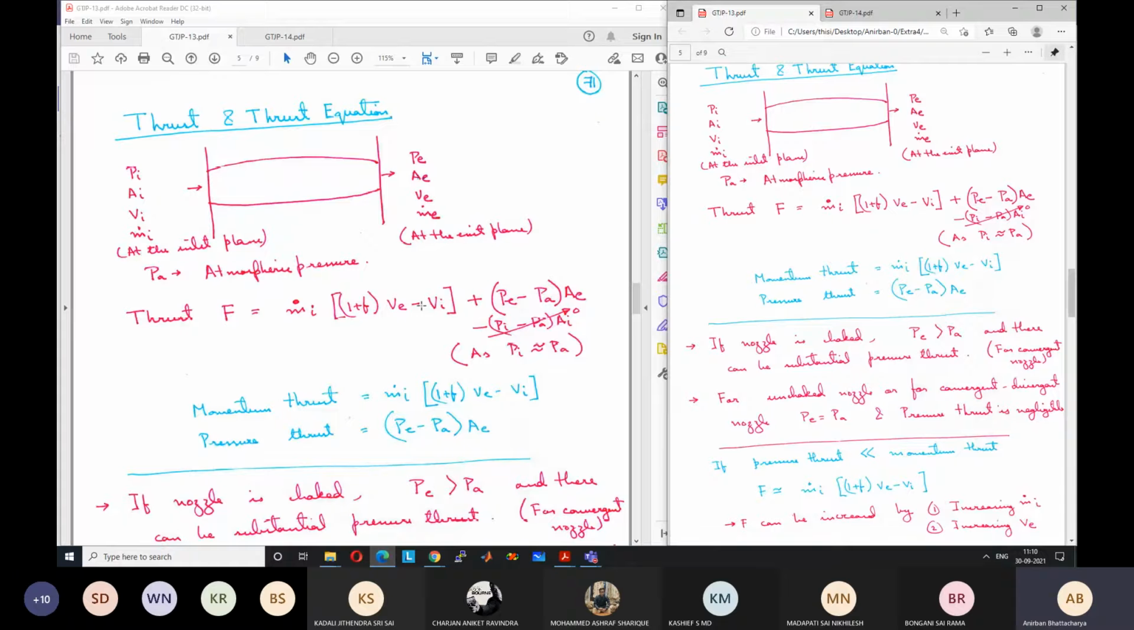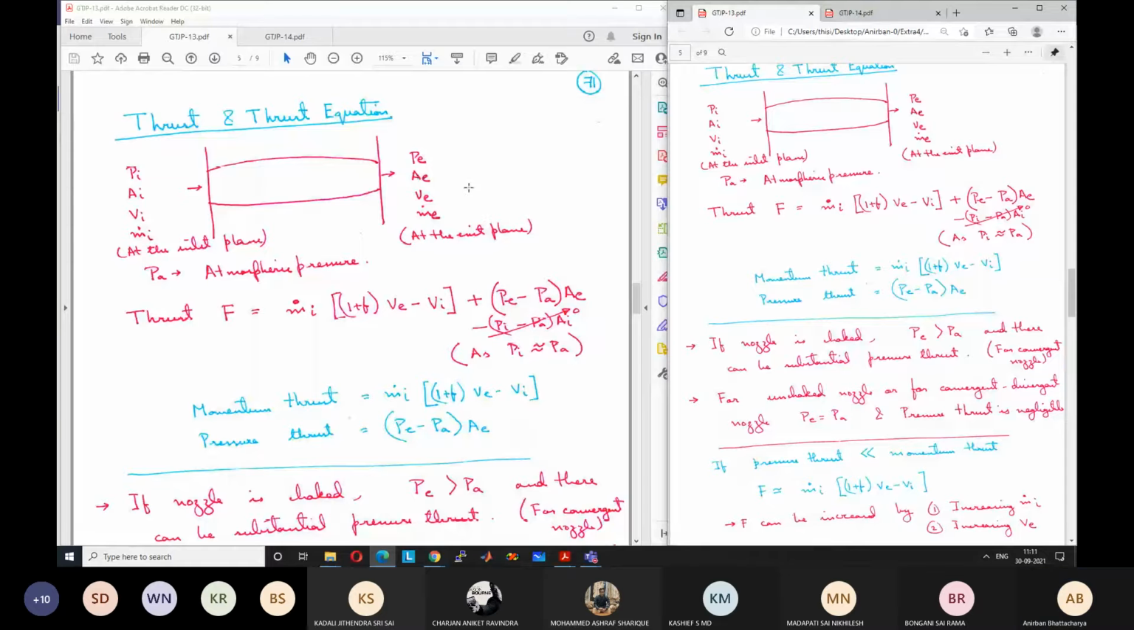Apart from this, there is also a thrust which is known as pressure thrust. What is this pressure thrust? Say at this exit plane, the pressure is not equal to atmospheric pressure. Pressure is greater than atmospheric pressure. If this is the case, the outside pressure is Pa. So (P minus Pa) into Ae is an additional force which is acting on the engine.